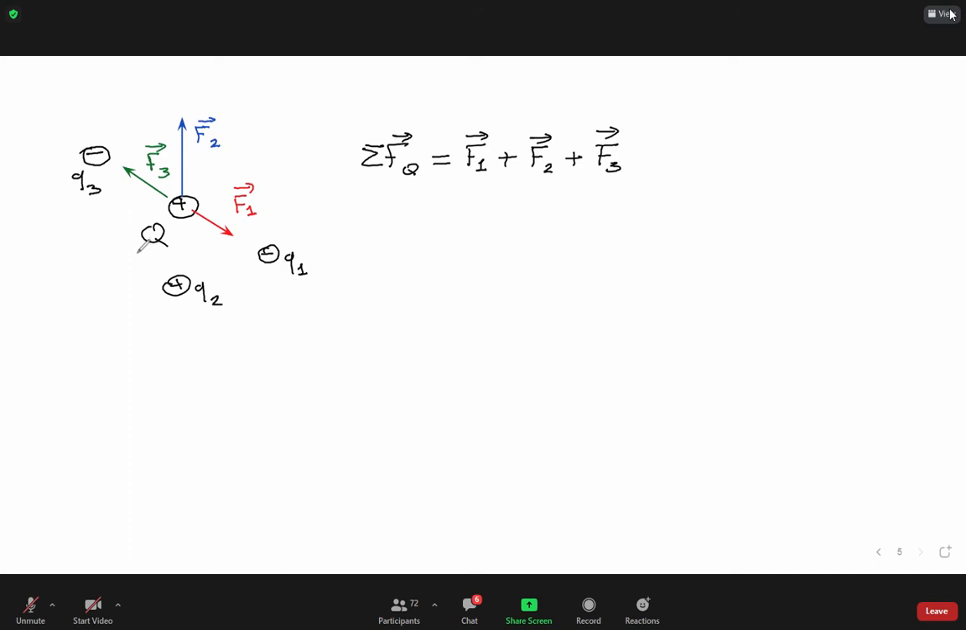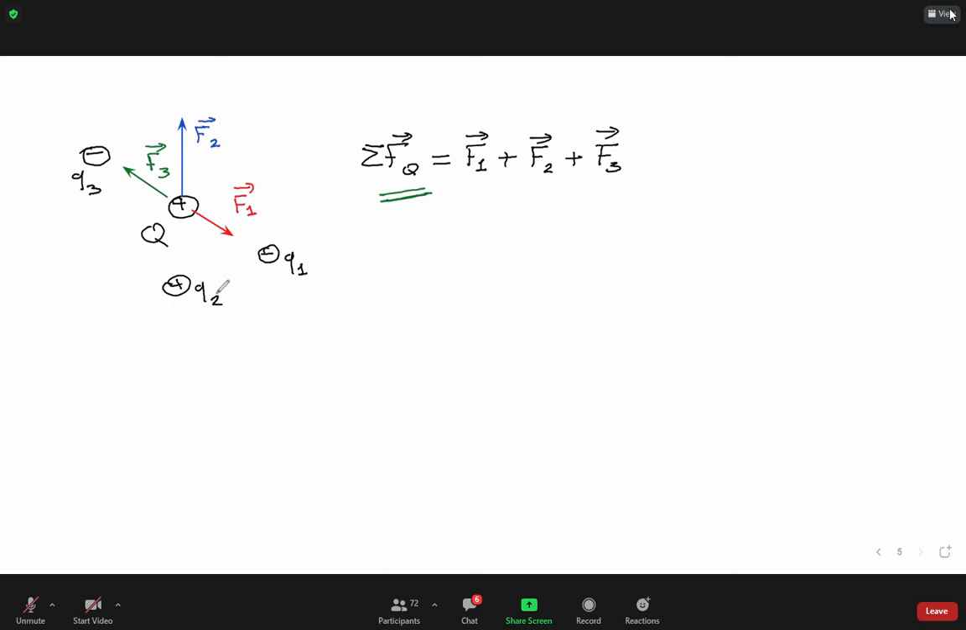Everybody okay with that? Now, of course, every charge will act on every other charge. Like Q1, for example, will also experience three different forces. But here we're asking, what is the force on big Q? That's why I'm only drawing these vectors.